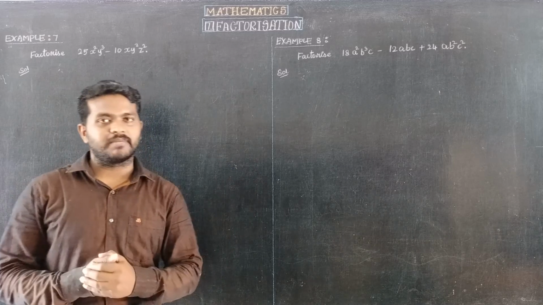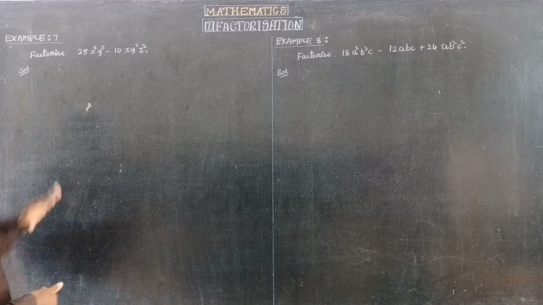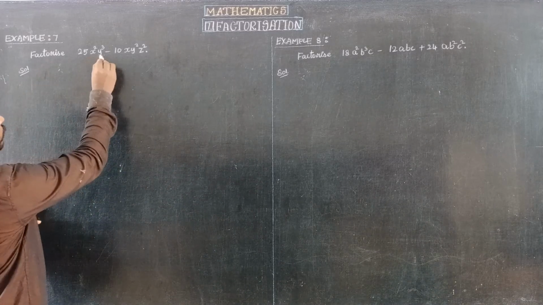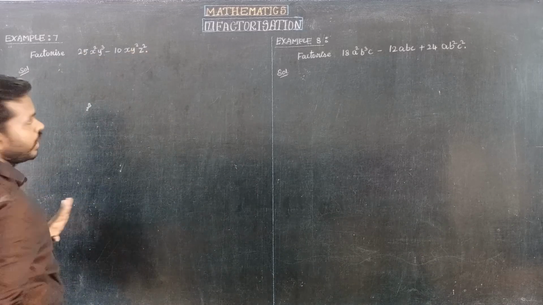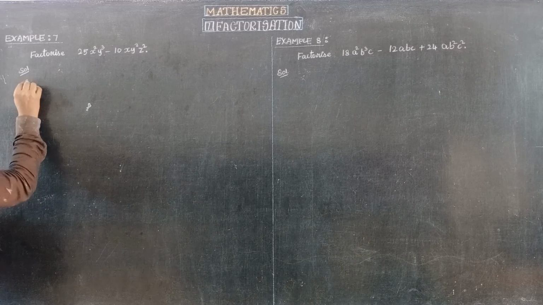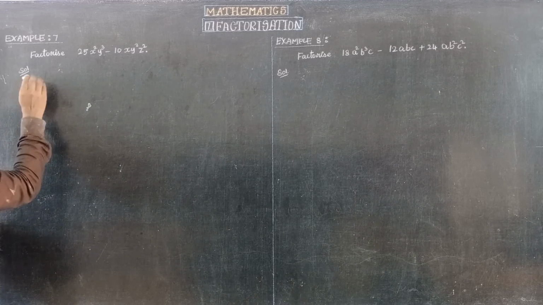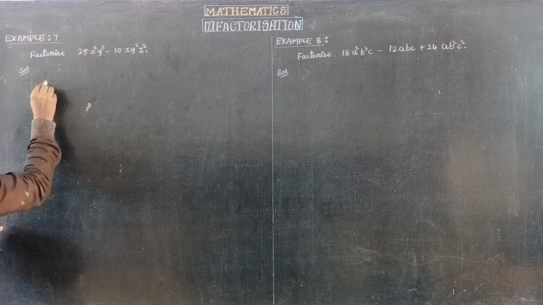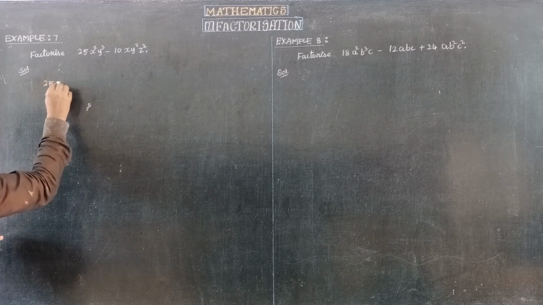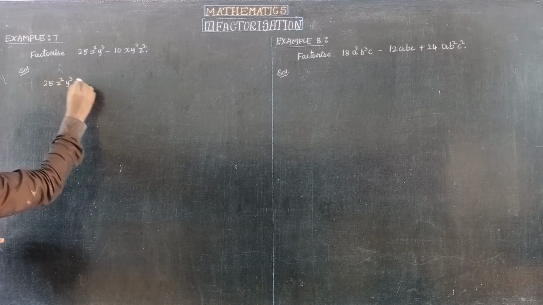Example 7 and example 8, two example sums. Factorize 25x squared y cubed minus 10xy squared z squared. For this we need the highest common factor, HCF. First, 25x squared y cubed.